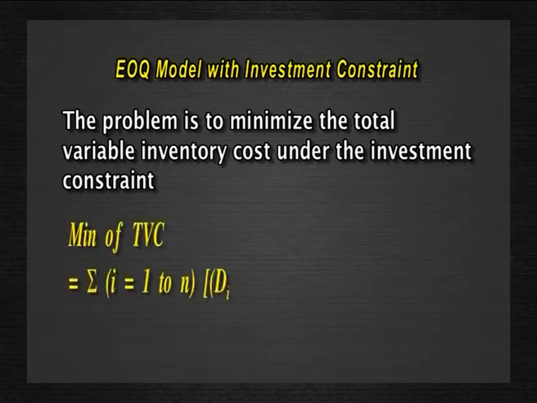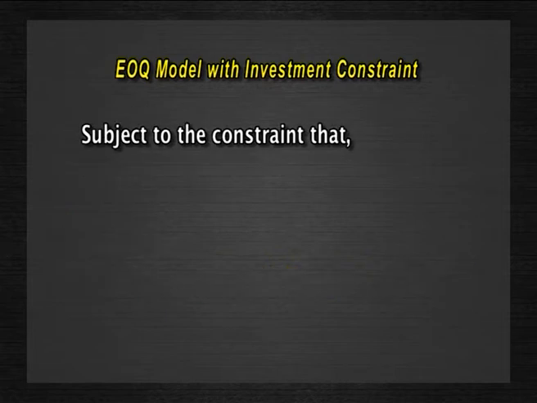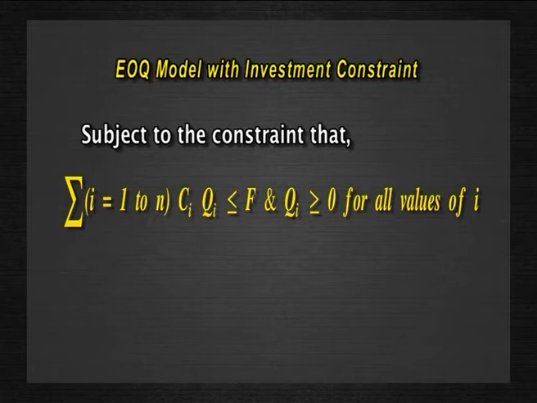Min of TVC is equal to sigma of i equal to 1 to n, di by qi into COi plus qi by 2 into CHi, subject to the constraint that summation of i equal to 1 to n, Ci into qi is less than or equal to F, and qi greater than or equal to 0 for all values of i.